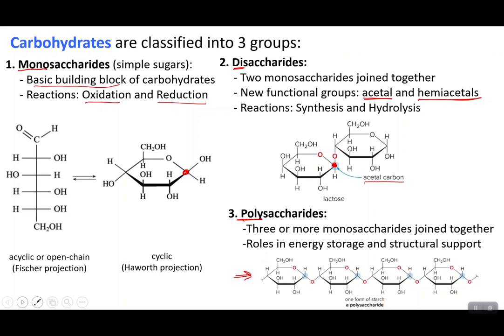Okay. So again, the three classifications for carbohydrates are either a monosaccharide, where we're just talking about one unit of a carbohydrate. Disaccharide is when two monosaccharides are bonded together. Polysaccharide is when three or more monosaccharides are bonded together.